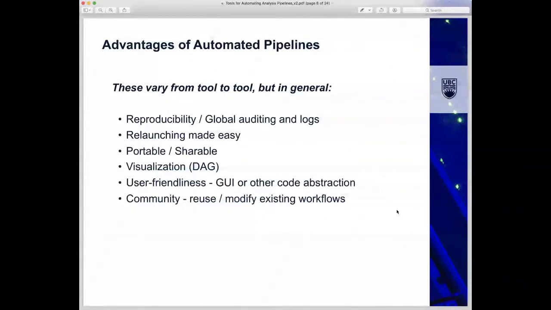So conversely, some of the advantages of automated pipelines. As you can see there, it says it varies from tool to tool, and it varies quite greatly. However, some of the universal advantages are reproducibility. As I mentioned, a lot of these tools will produce global log files, so at the end of every run, it will document every software or script that was run, what versions, et cetera, et cetera. They can also be portable, so many of them are cross-platform enabled.